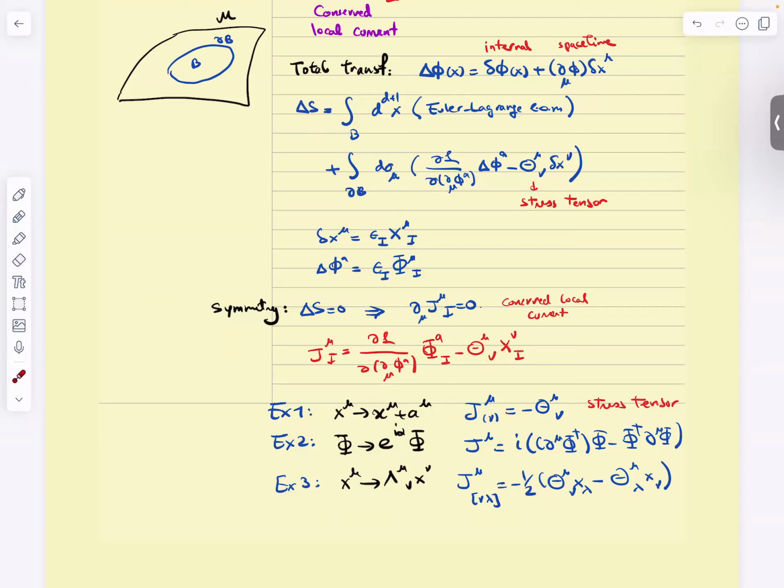It becomes the following thing. It becomes T mu mu equals theta mu mu equals 0. This, again, has to do with the stress tensor. So as you can see, all the space-time symmetries put constraints on the stress tensor.